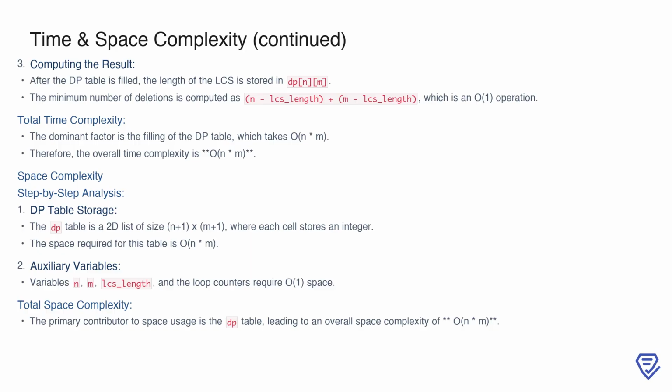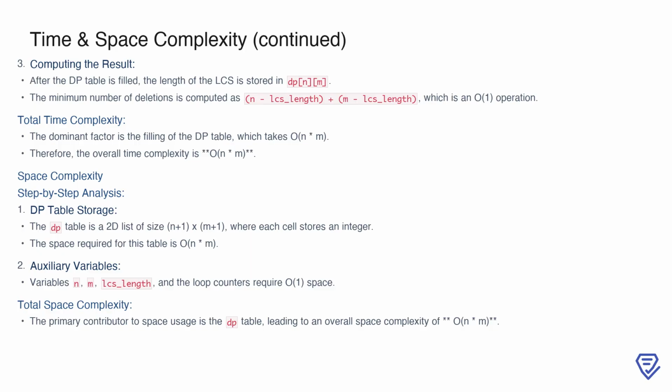Once the DP table is fully populated, we can compute the result. The length of the longest common subsequence, or LCS, is stored in the bottom right cell of the table, dp[n][m]. Using this value, we calculate the minimum number of deletions required as the sum of characters in both strings that are not part of the LCS. This is computed in O(1) time using the formula n minus LCS_length plus m minus LCS_length. Overall, the dominant factor in the time complexity is filling the DP table, which takes O(n * m).